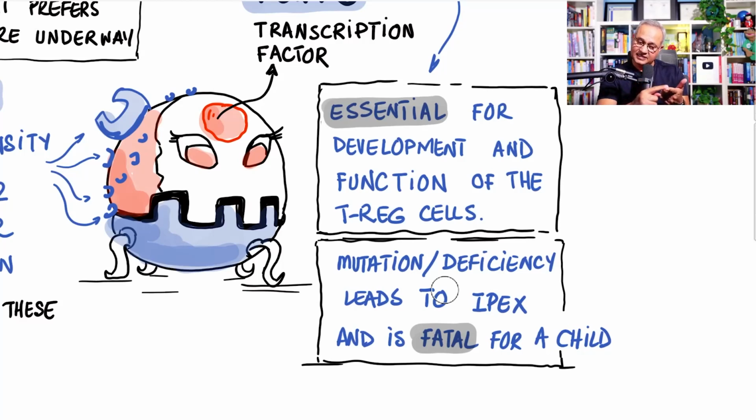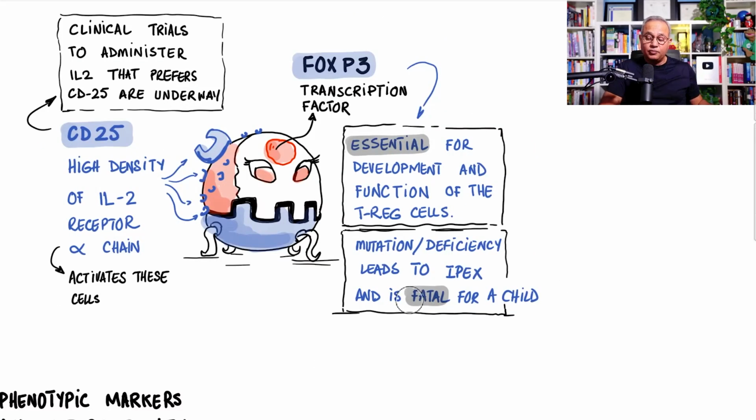So FOXP3 is necessary for generation of the T regulator cell, for survival of the T regulator cell, and for the function and growth of the T regulator cell. What does growth mean? Making more copies of these cells. So if IL-2 is not present, if FOXP3 is not present or not functioning correctly, we are in trouble. So development and function are very important.